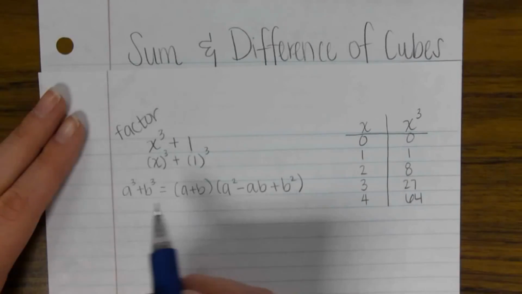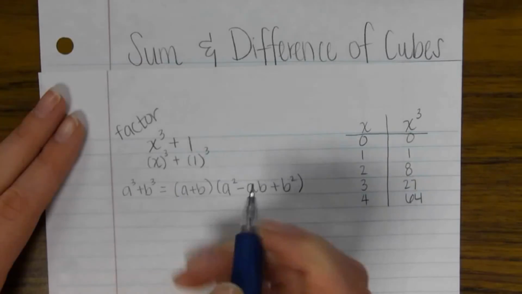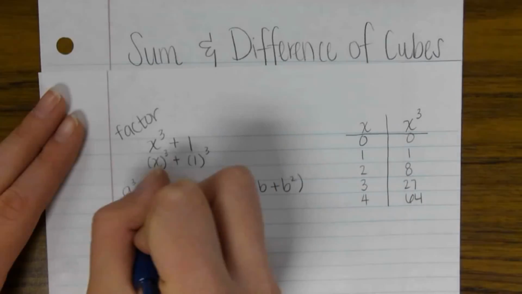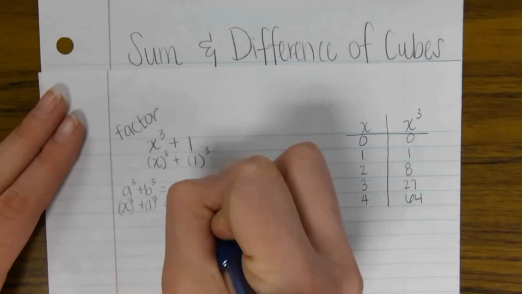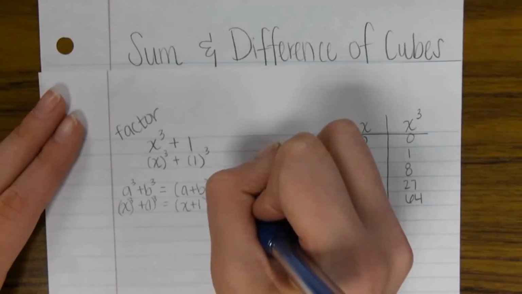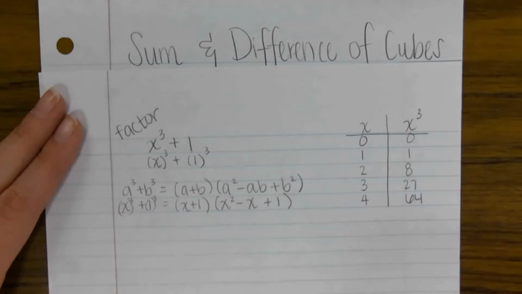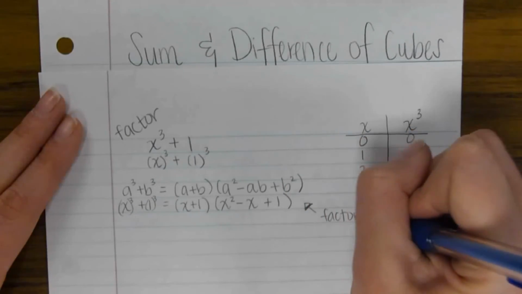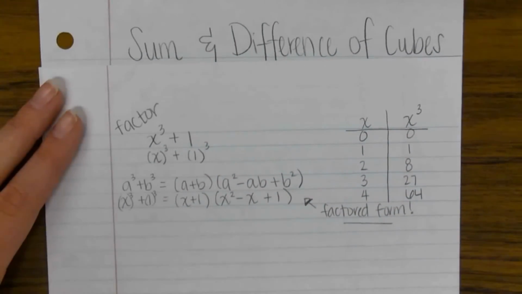Now, all we have to do is plug in our a's and our b's. Well, when we rewrote it as cubes, we figured out our a and our b. So we have x cubed plus 1 cubed, meaning our a is x and our b is 1. So equals x plus 1 times x squared minus 1 times x is just x, plus 1 squared is 1. That is our factored form. So there's our factored form.